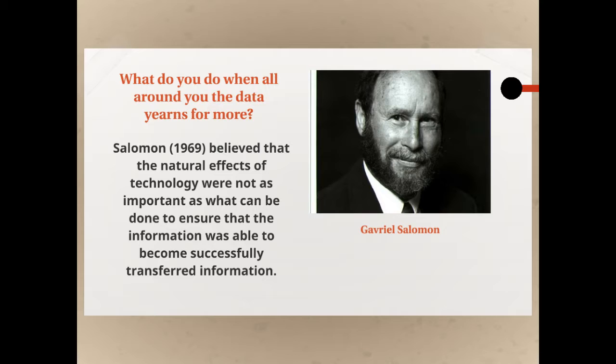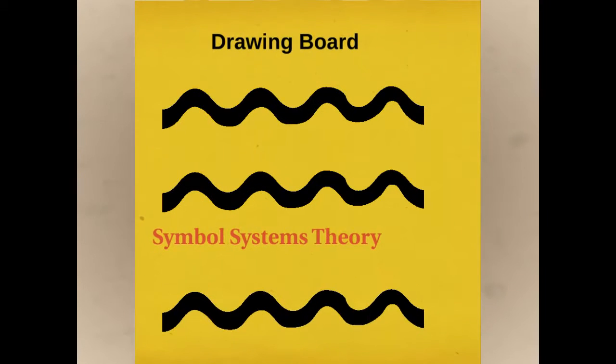Well, Gabriel Salomon believed that the natural effects of technology were not as important as what can be done to ensure that the information was able to become successfully transferred information. It is not about what program you are using on the computer, or what show you are watching on the television. It is about what is happening that allows that information to become processed information.